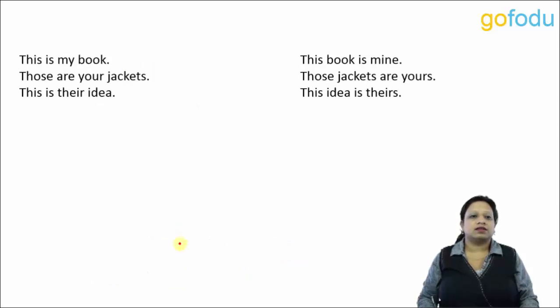All right. Let's check some examples. This is my book. This book is mine. Those are your jackets. Those jackets are yours. This is their idea. This idea is theirs. Now, doesn't it mean the same thing? Yes, it does, but the way of saying is very different. This is my book gives a generic statement. This book is mine shows a possession, that this is mine. All right, so mine over here is a possessive pronoun. Yours is a possessive pronoun. Theirs is a possessive pronoun.